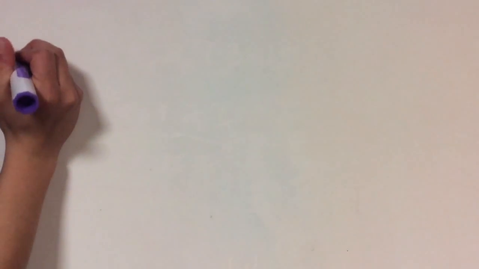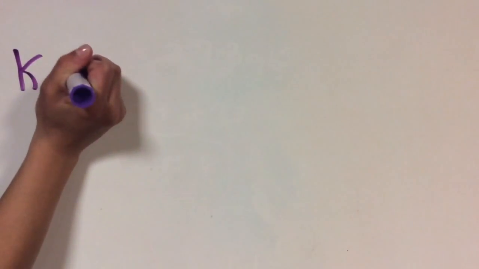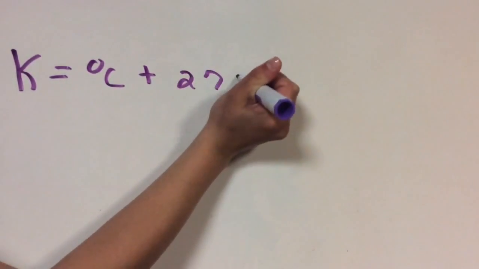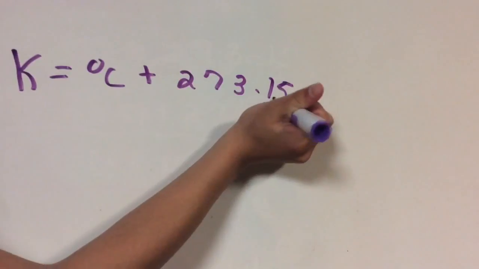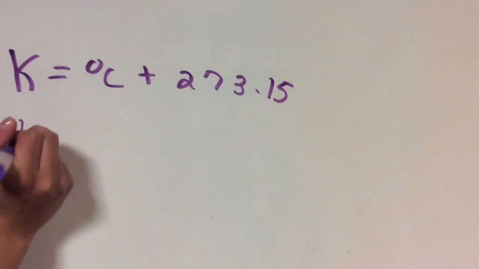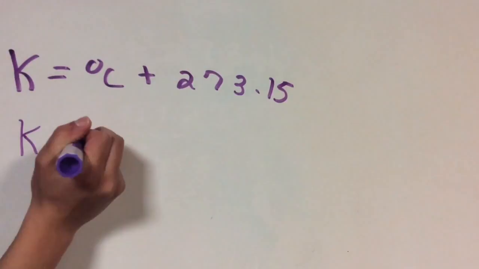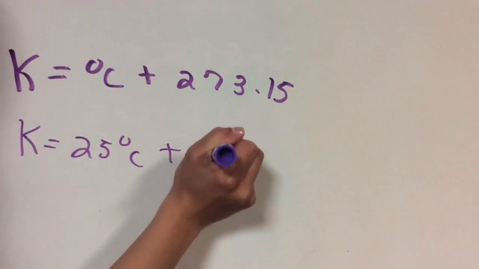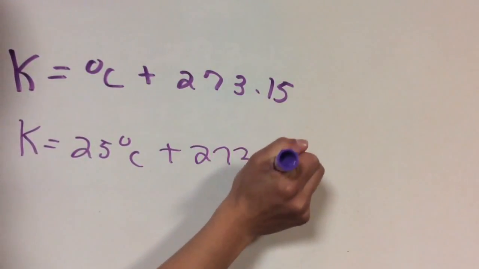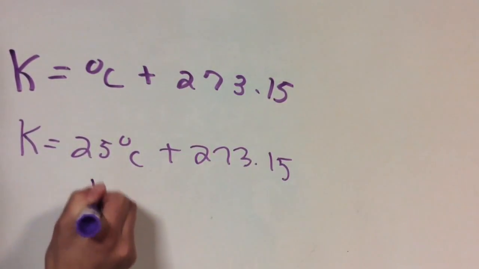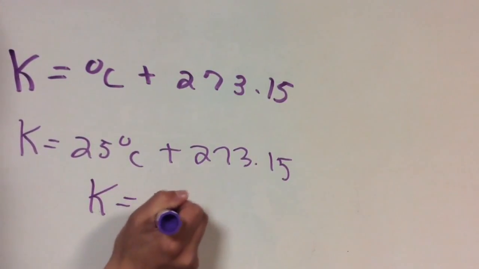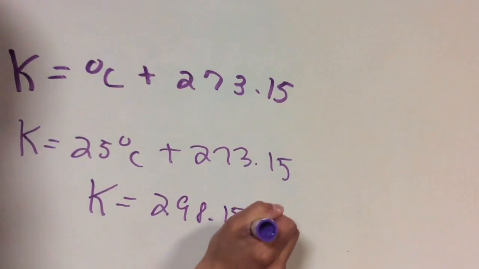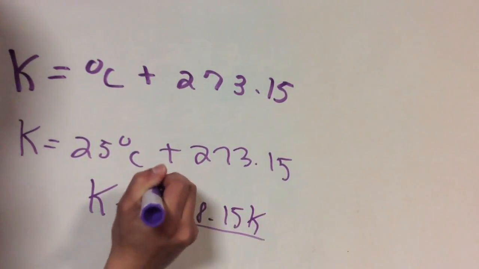For your first practice problem, you know that K equals degrees Celsius plus 273.15. Therefore, you're going to plug in 25 degrees Celsius plus 273.15, and that's going to give you K equals 298.15 Kelvin, and this is your final answer.